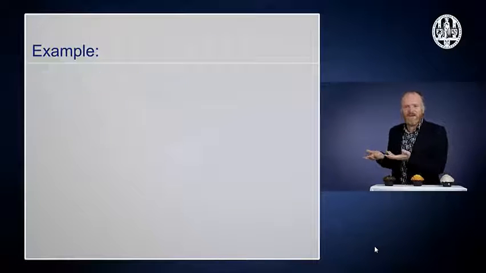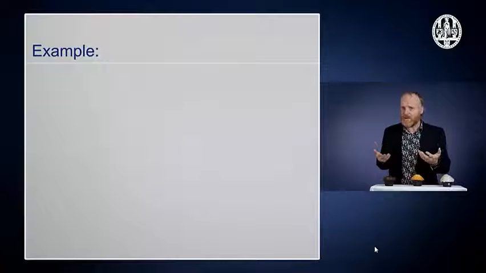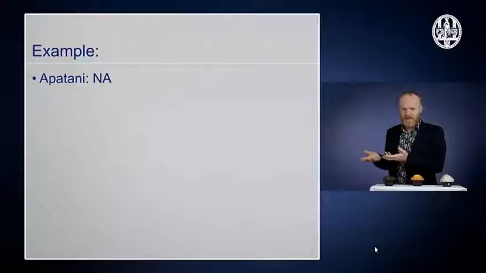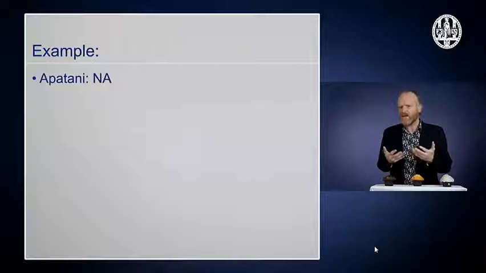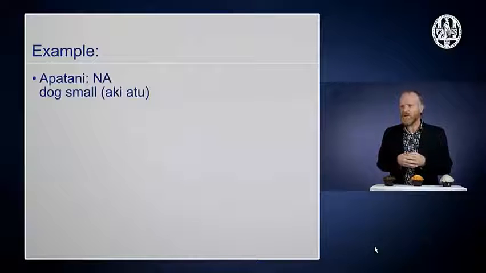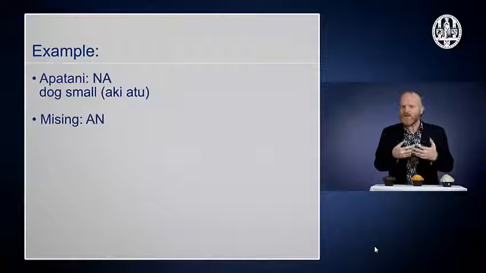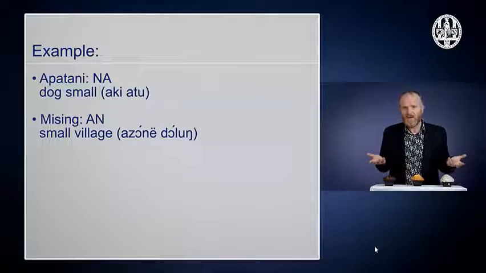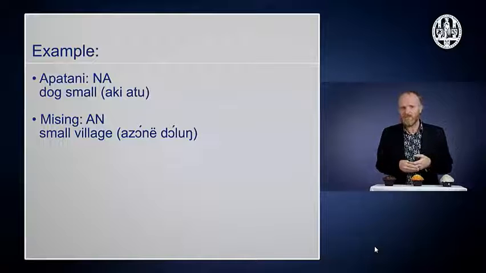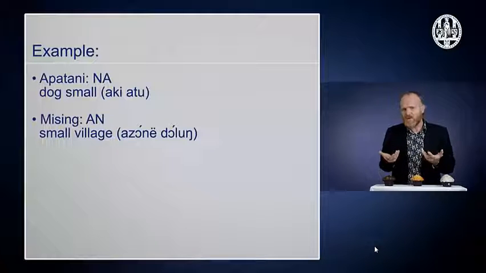Here are 2 examples. They're actually nice because they're from the same language family. They're both Tibeto-Burman languages. On the one hand, we have Apatani, which puts the adjective after the noun. So you say something like dog small in this language. And on the other hand, we have Mising, which puts the adjective in front of the noun. So you say small village, just like you would in English. So that's one example of a combination of 2 words. Here's another example.